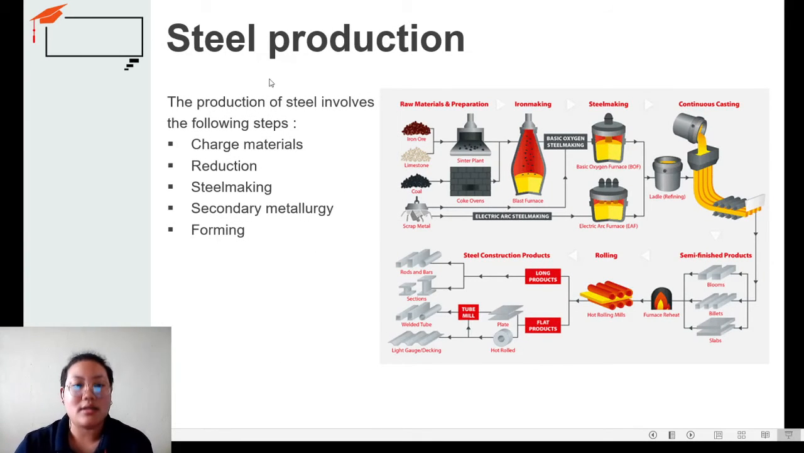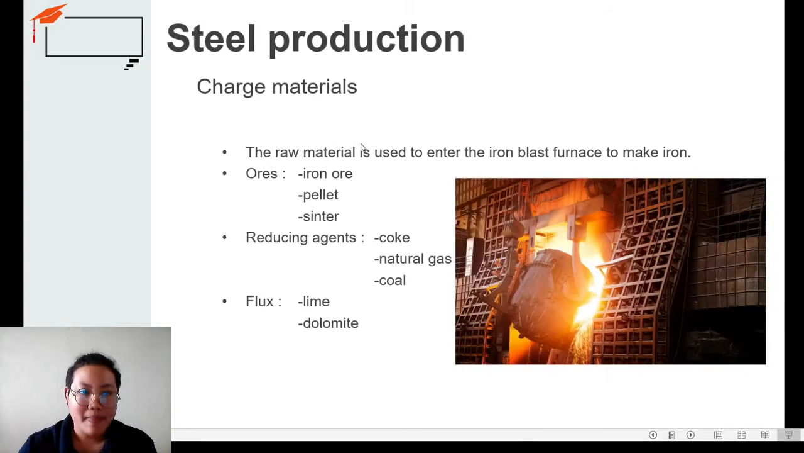Steel production. The production of steel involves the following steps: charge material, reduction, steel making, secondary metallurgy, and forming. Begin with charge material. The raw materials used to enter the iron blast furnace to make iron, like ores, pellet, and sinter. Reducing agent: coke, natural gas, and coal. Flux: lime and dolomite.